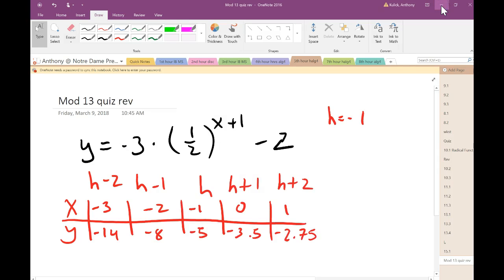Okay. There's one other piece of information that I need to get from the equation before I start drawing the graph. That is the horizontal asymptote. Good. And how do I find the horizontal asymptote? Y equals k. So in this case it is -2.